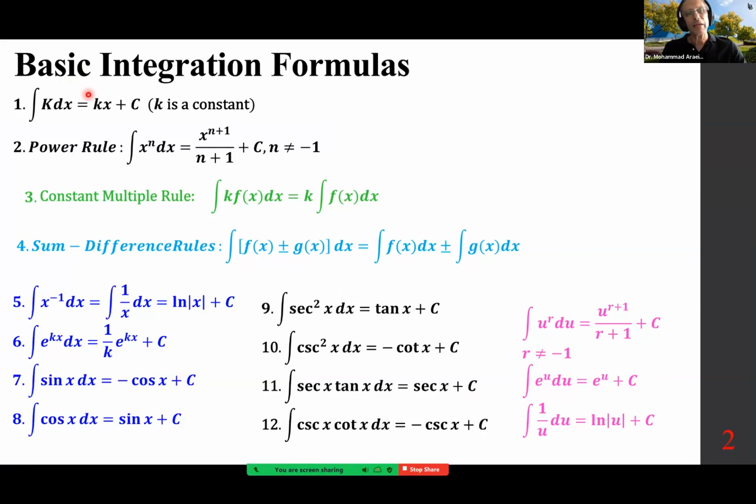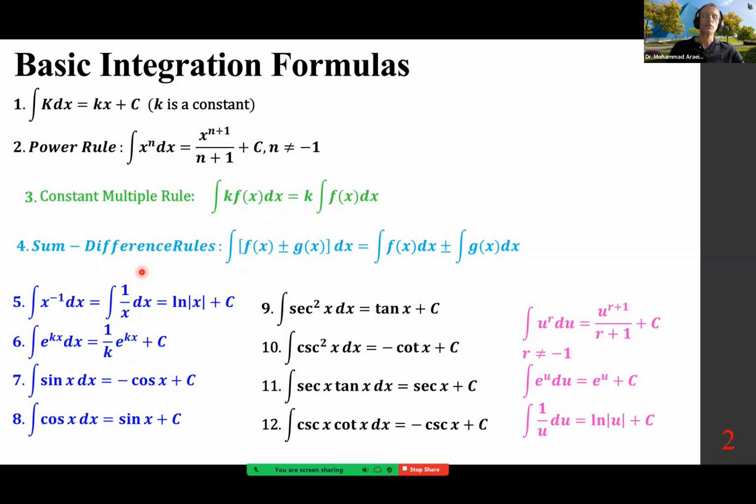So, basic integration formulas: the integral of a constant k is kx plus c. The power rule is extremely important: the integral of x to the power of n is 1 over n plus 1, x to the power of n plus 1, plus a constant. The constant multiple rule says if you multiply a function by k, you can put it inside or outside the integration sign.